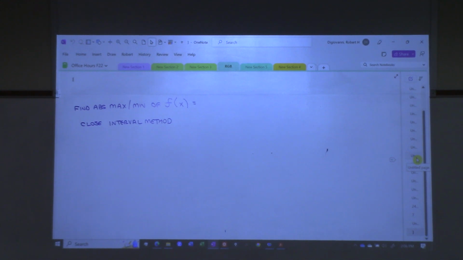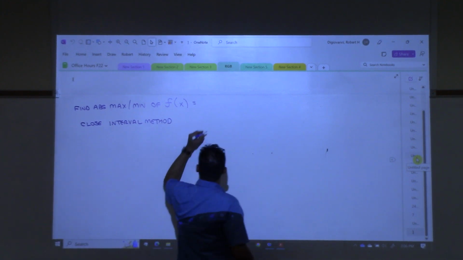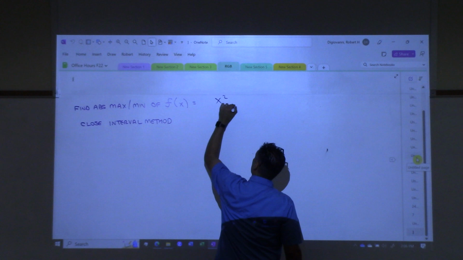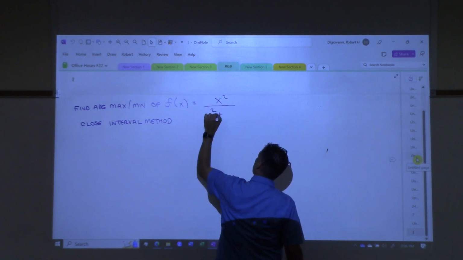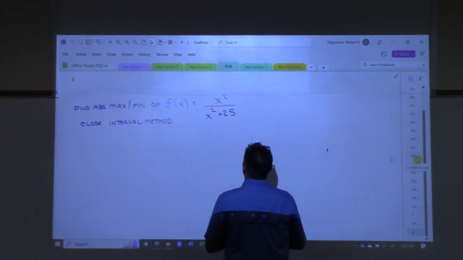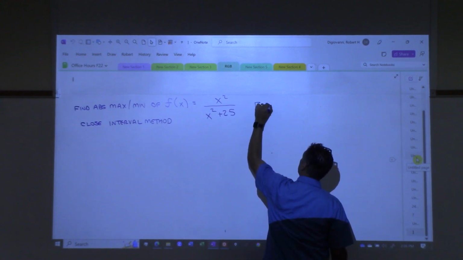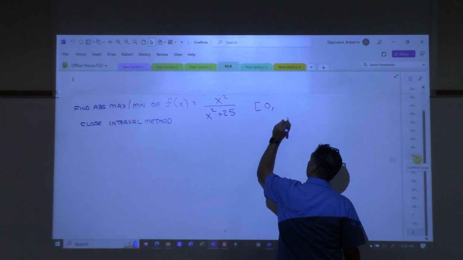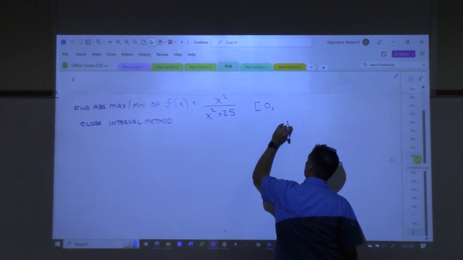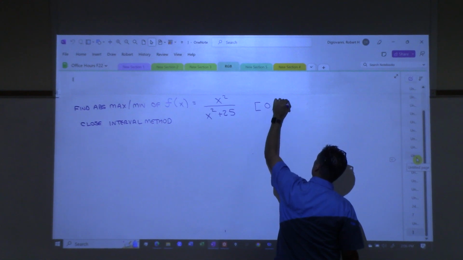x squared over x squared plus 25. Now let's just make it a little nice for us. Let's do this on the interval 0, 10.